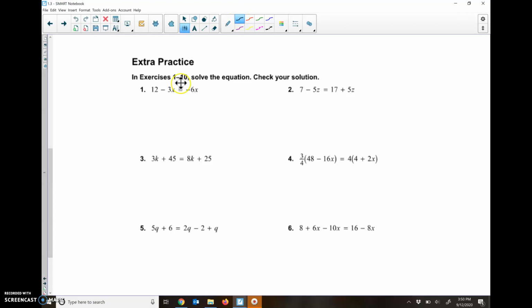So kind of like before, I'm going to draw my line down the equal sign. And we're going to try and get the number on one side of the equal sign and the variable on the other side. So that's probably one of the more confusing parts, is deciding which side is which.